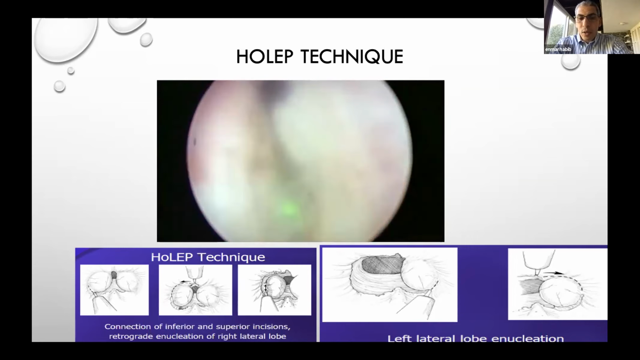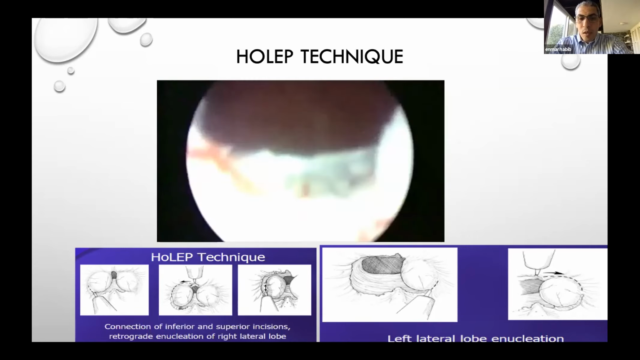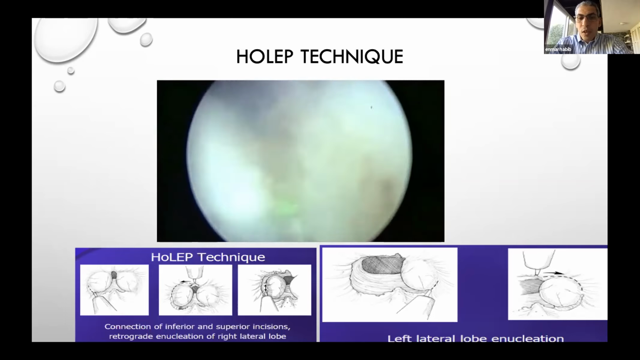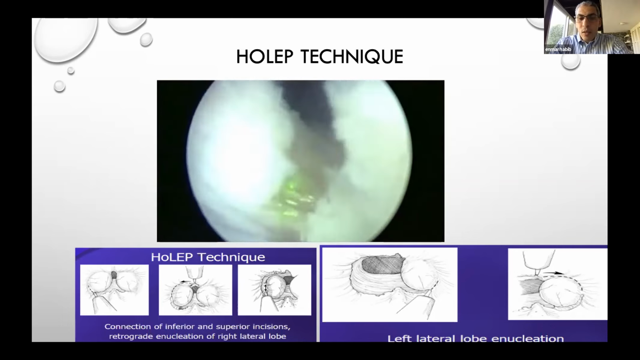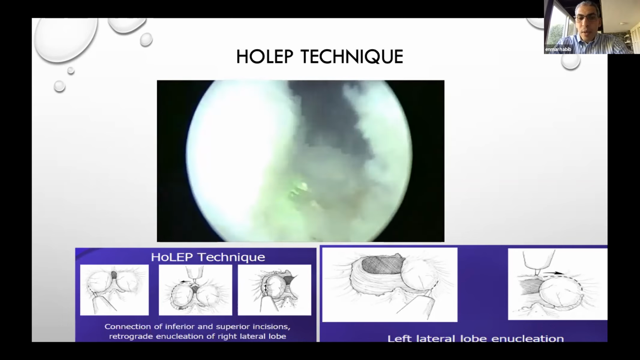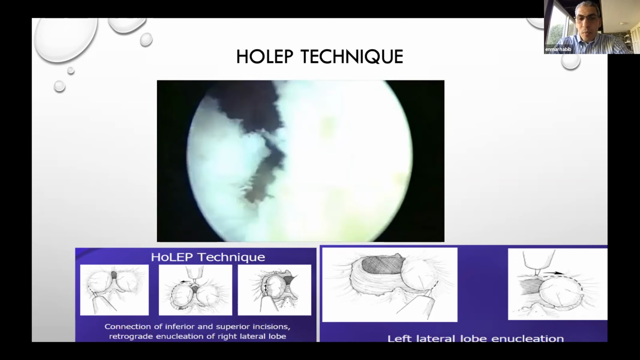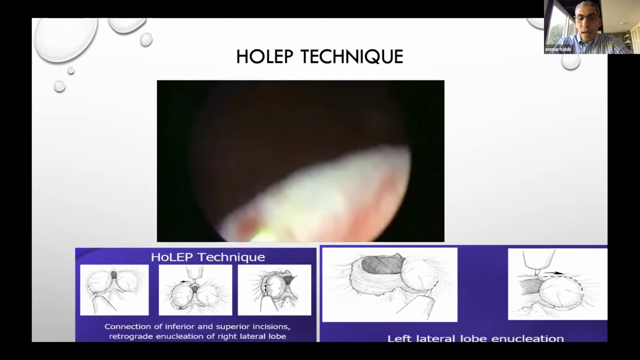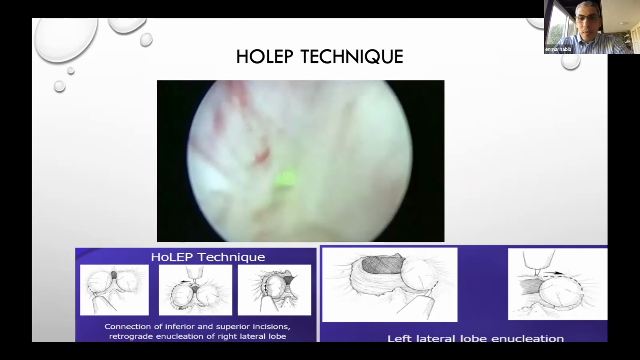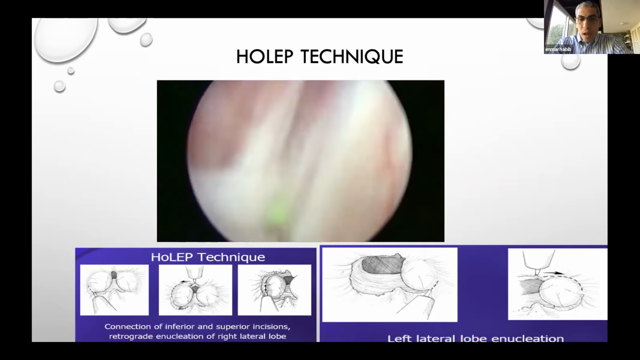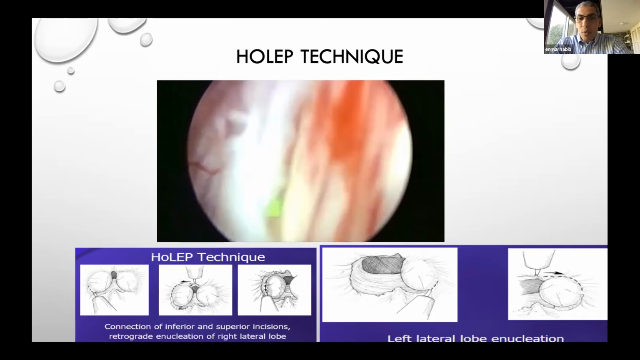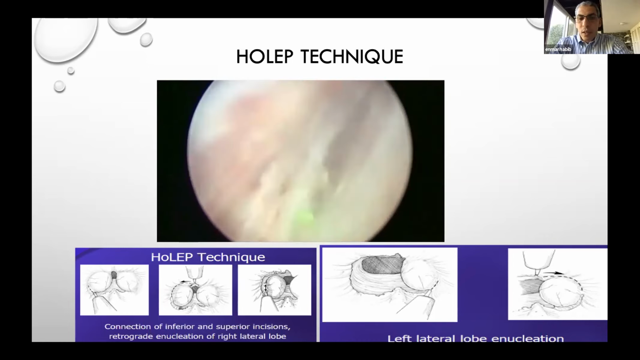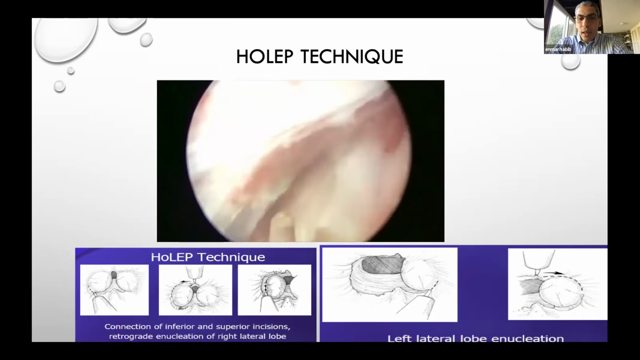The green light that we can see here is the aiming beam. This is not the laser, because as we said, the holmium laser is in the infrared spectrum, so this part is invisible. So we start from the bladder neck down to the verumontanum. We try to make this gutter as wide as we can, so we allow for better irrigation and better visualization until we reach the circular fibers of the capsule.